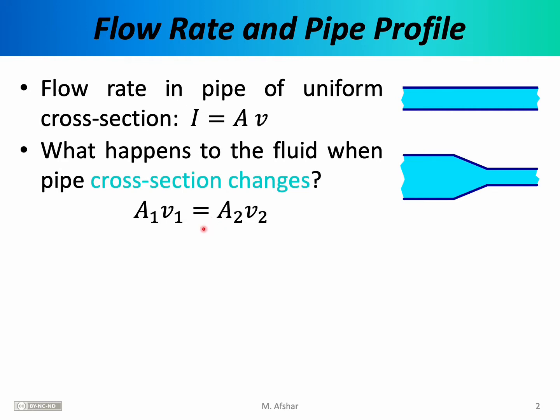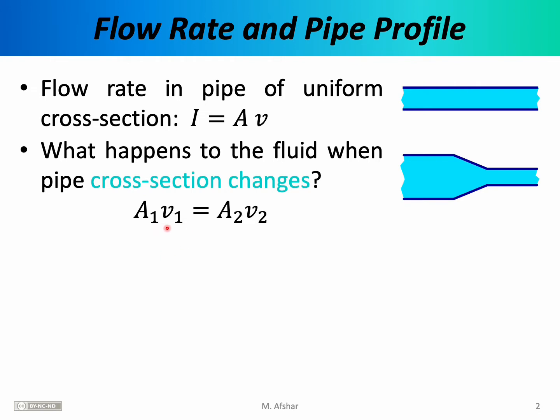The continuity equation tells us that the cross-sectional area of the pipe times the speed of the fluid on the left end is equal to the cross-sectional area times the fluid speed on the right end. In this particular example, if the pipe is getting narrower, then A2 must be less than A1. In that case, the fluid must speed up. In other words, V2 must be greater than V1.